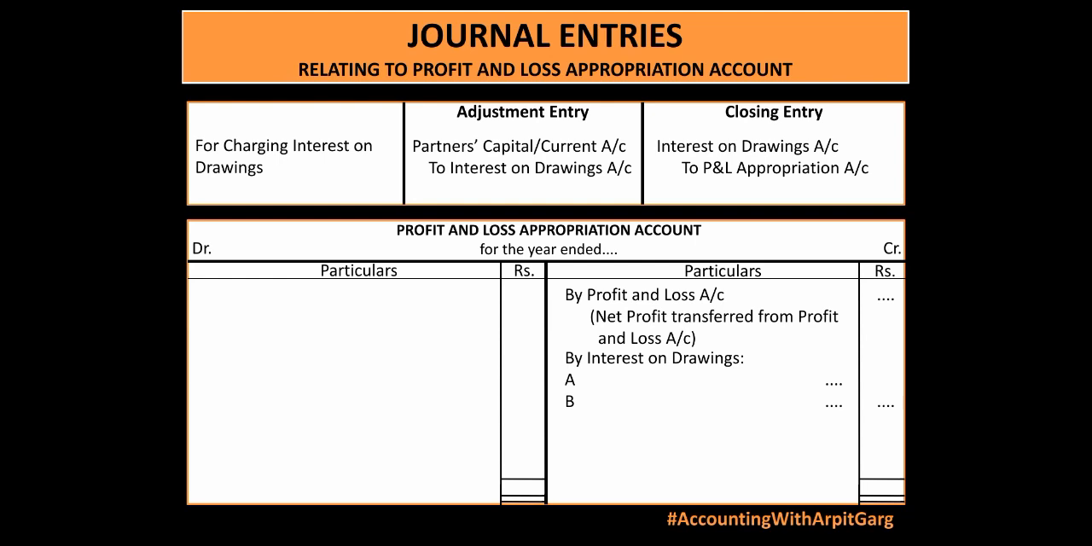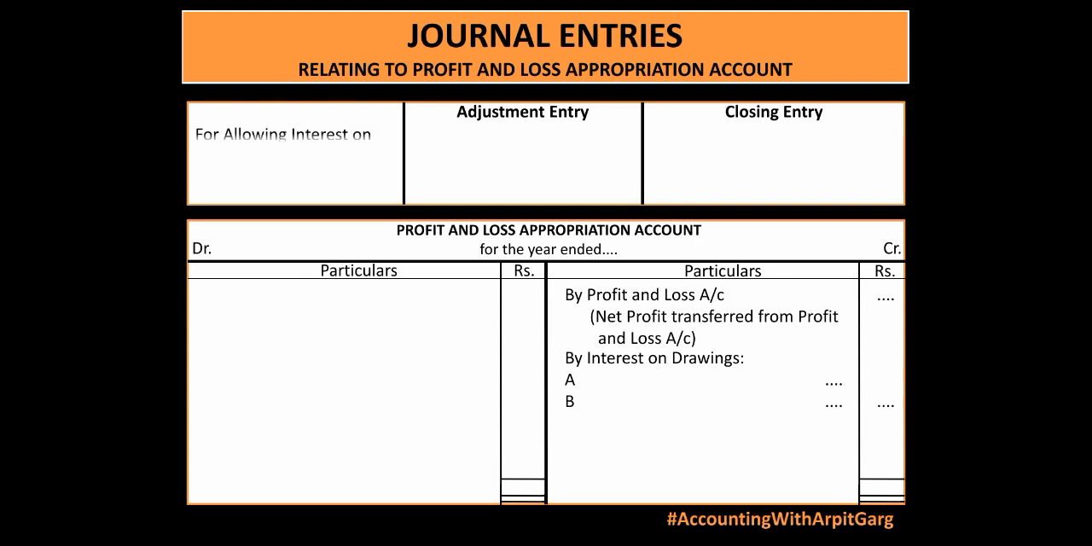Next, for allowing interest on capital. Here the firm will give interest to our owners, the partners, for the capital they have provided us with. As we are paying the amount, it is an expense for us, and we already know that all expenses and losses are debited. So, here we will debit interest on capital.